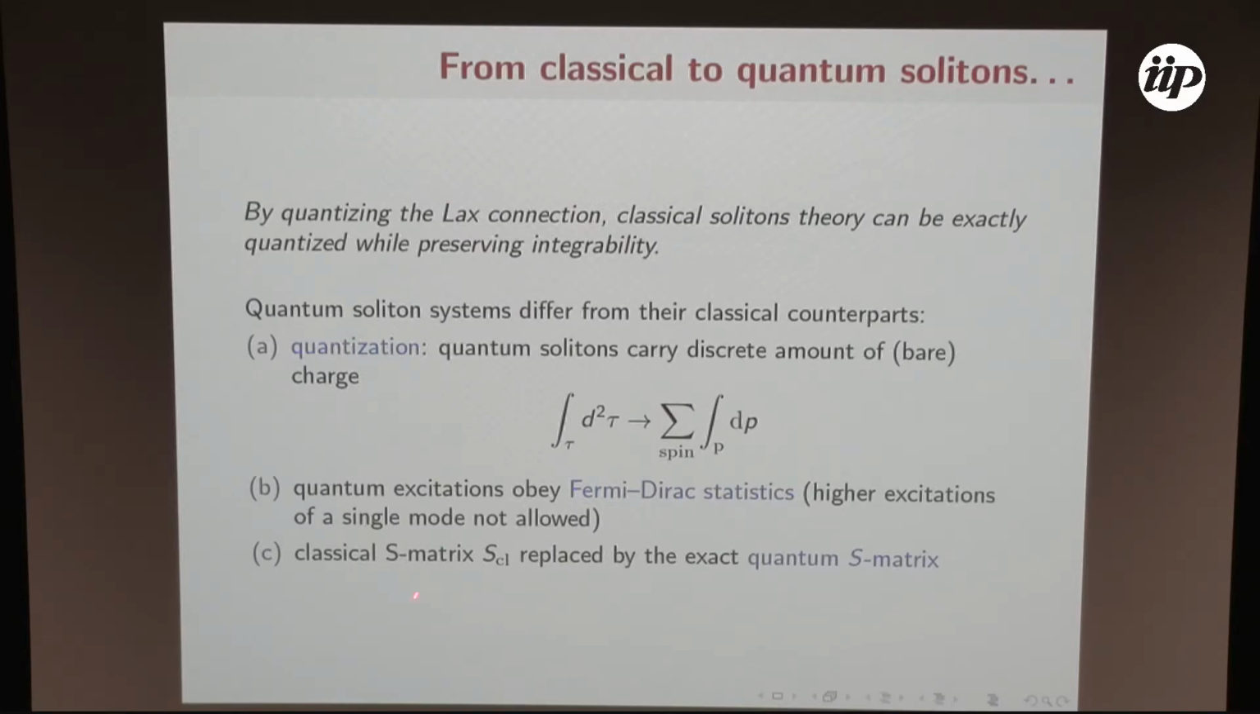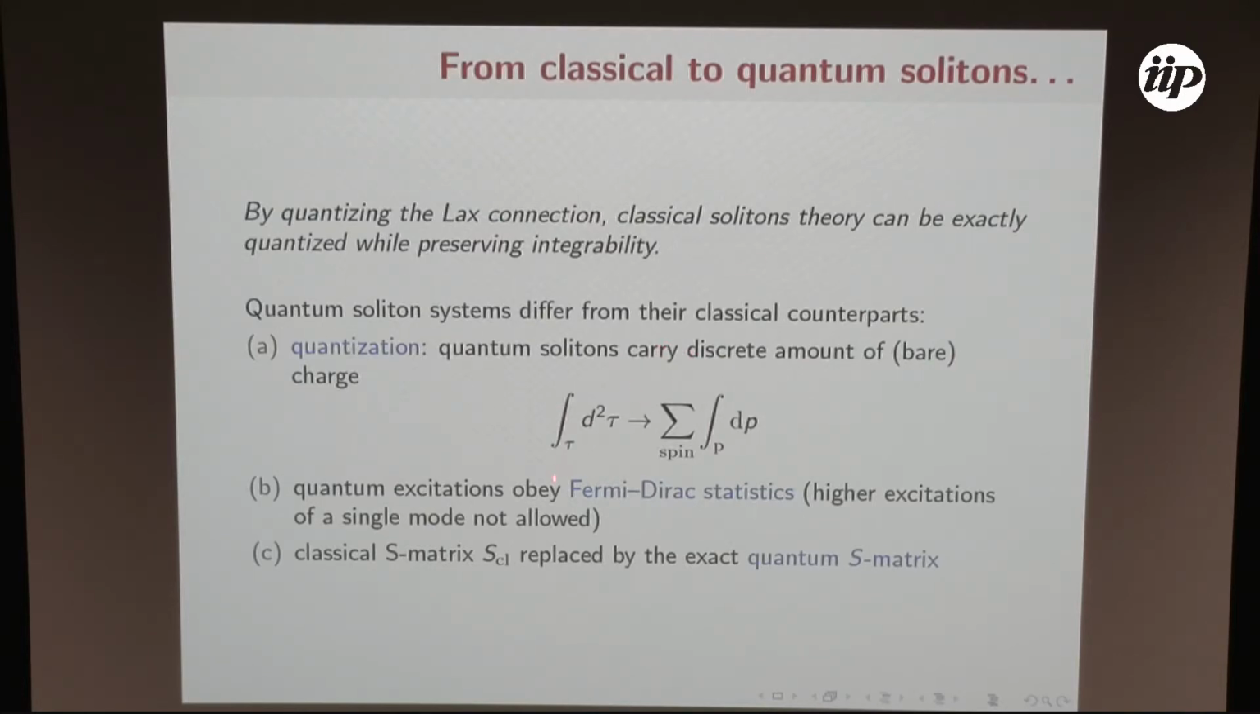Maybe just briefly, what happens if you go from classical solitons to quantum solitons. So once you have this Lax connection, so zero curvature formulation of the problem, it turns out that it's not really difficult to find the associated quantum mechanical integrable system, because you simply take this connection, you quantize it, and you are in business. But there will be certain differences. So a most prominent one is that quantum solitons, by quantum solitons, I mean the solutions to the quantum mechanical equation of motion, if you want, or Bethe-Ansatz wave functions, they carry a discrete amount of charge.